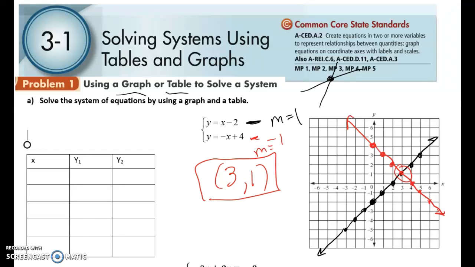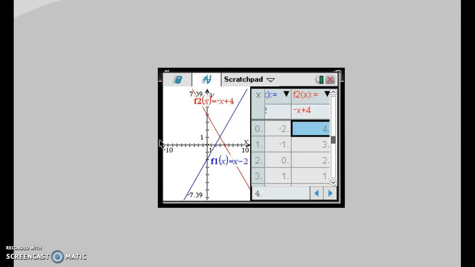You could also throw this in your graphing calculator. Put both equations in your graphing calculator and plug it into the table. Now my computer is showing an Inspire calculator. We have an 84, but it looks similar. You can see I have a graph and the calculator table pulled up.